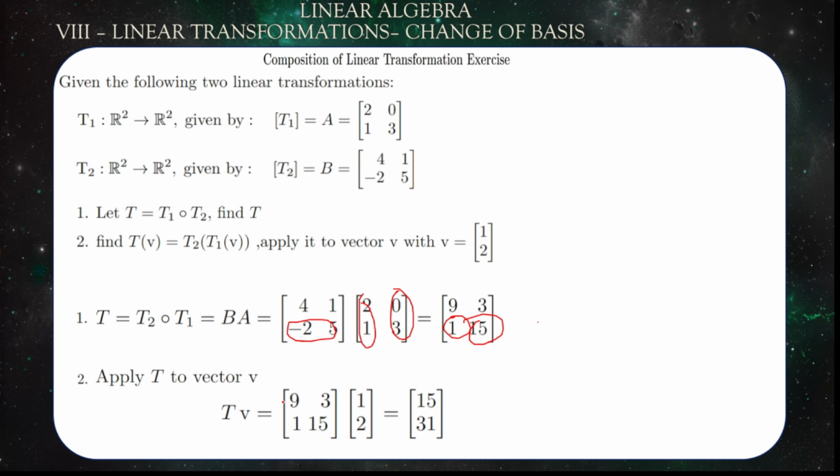Apply T to vector V, so T of V is T times V, which is the transform 9, 3, 1, 15. You multiply it by the vector V here, which is 1, 2. So 9, 3 times 1, 2 is 9 times 1 plus 3 times 2, which is 9 plus 6 or 15. And 1, 15 multiplied by 1, 2 is 1 plus 30, so 31. This is T applied to vector V.